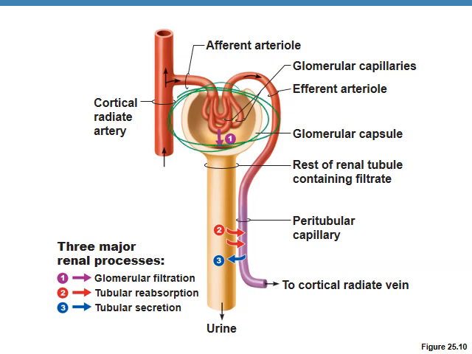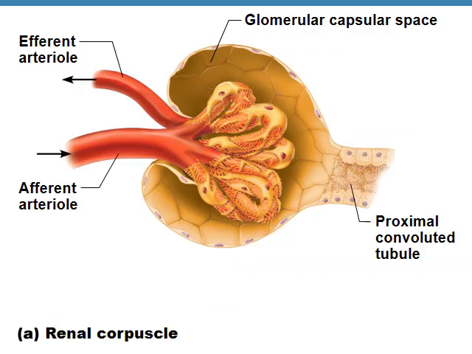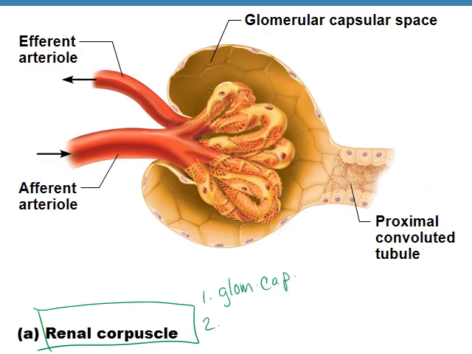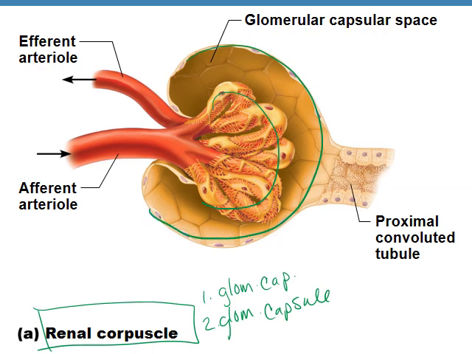Let's look at this part first. We're going to look at the glomerular capsule and the glomerular capillaries in more detail. Here's a nice image of your renal corpuscle. Remember, your renal corpuscle has to have two components or two parts. It has the capillaries, so I'm going to abbreviate here, glomerular capillaries, that's this part. And then it has the glomerular capsule, and that is this part.